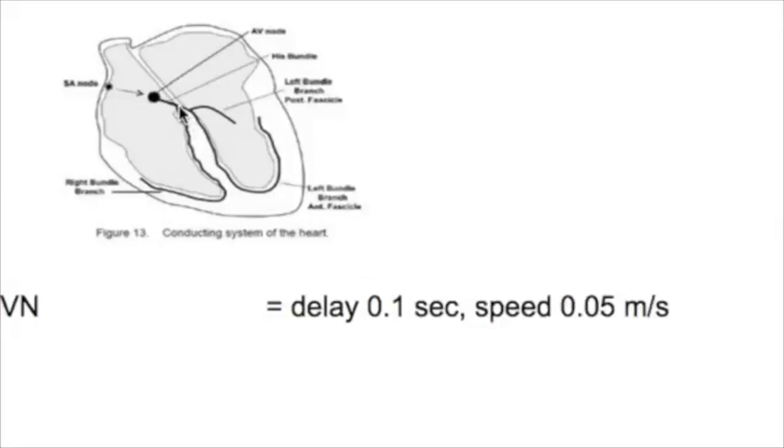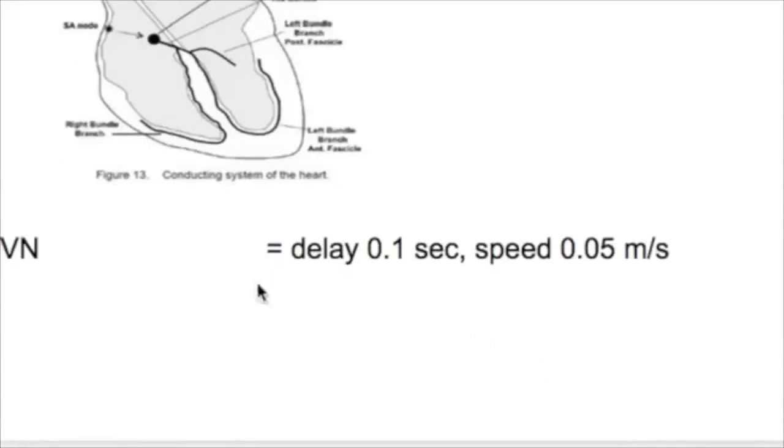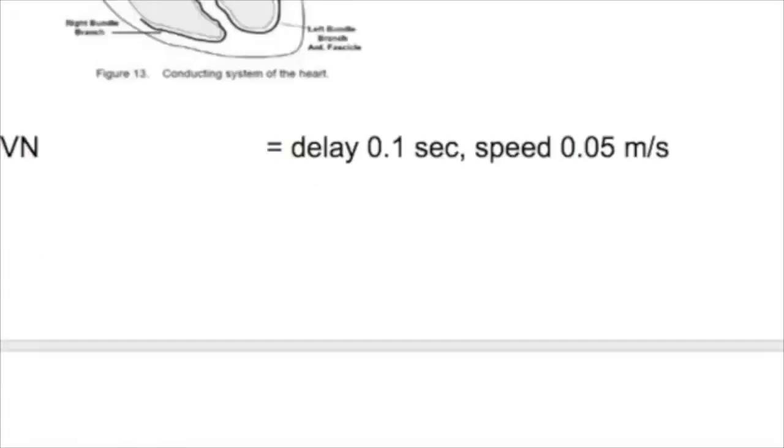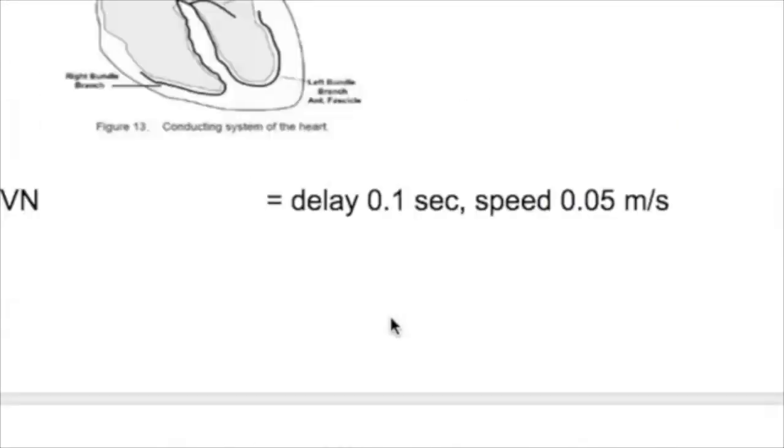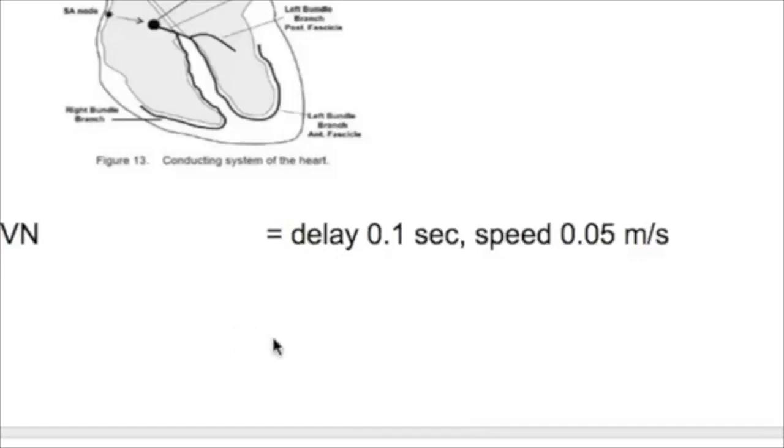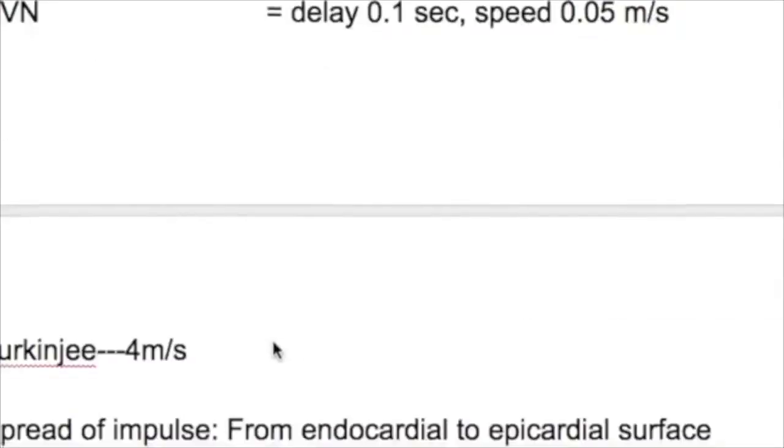And what's the speed of conduction in the AV node? It's 0.05 meters per second. Where in the conducting system is the speed of conduction slowest? That is the AV node, where the speed of conduction is slowest, 0.05 meter per second. Where is the speed of conduction fastest? The speed of conduction is fastest in the Purkinje tissue and it is 4 meter per second.